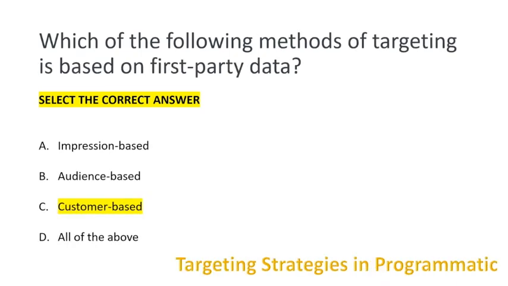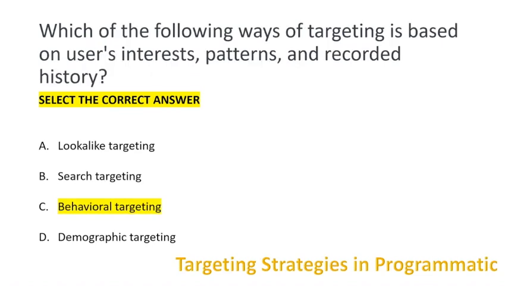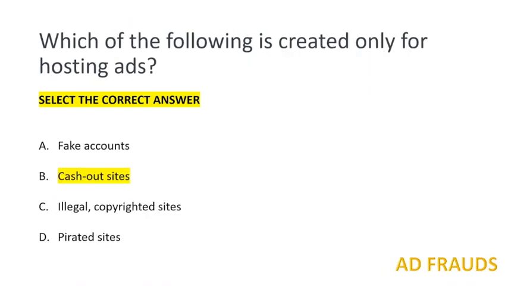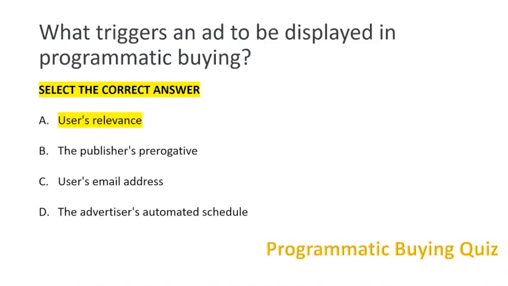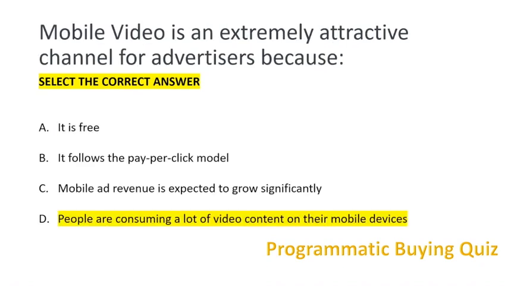Which of the following methods of targeting is based on first-party data? A. Customer-based. Which of the following ways of targeting is based on users' interests, patterns, and recorded history? A. Behavioral targeting. Which of the following is created only for hosting ads? A. Cash-out sites. What are bots? A software program mimicking a human. What triggers an ad to be displayed in programmatic buying? A. User's relevance.